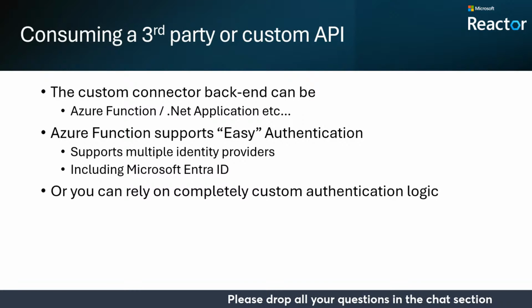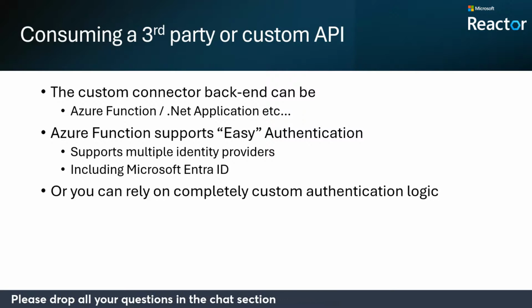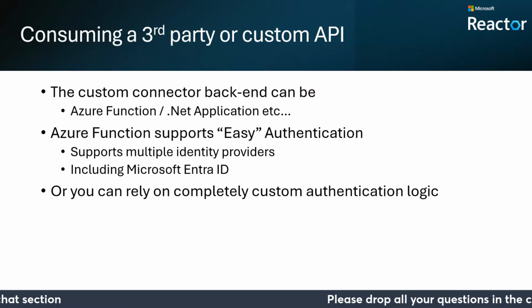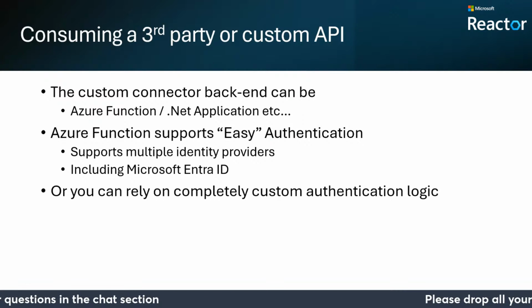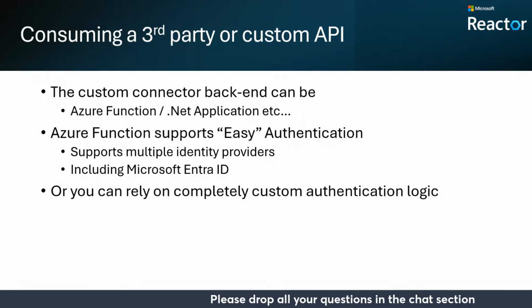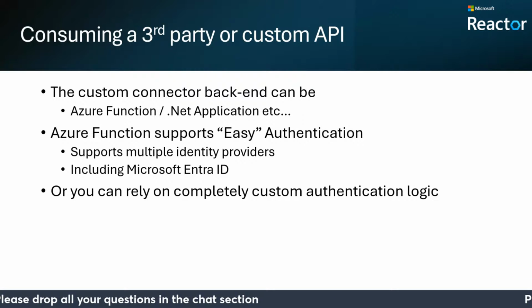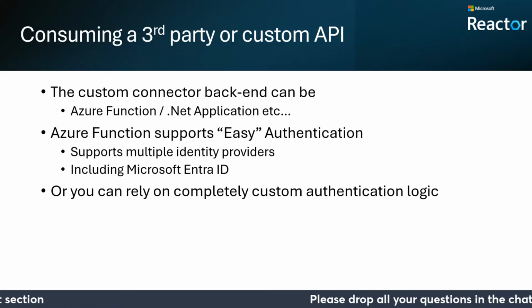When you are trying to consume third party or custom APIs, you need to have a backend, which may be either an Azure Function, a .NET application, or a web app, wherever it can be hosted. When you are using Azure Functions, it supports easy authentication. The meaning is that Azure Functions supports various authentication ways like OAuth 2, or if you want no authentication, you can do that. Or if you want an API key, you can use that. It provides a bunch of options, same as custom connectors in Power Platform.